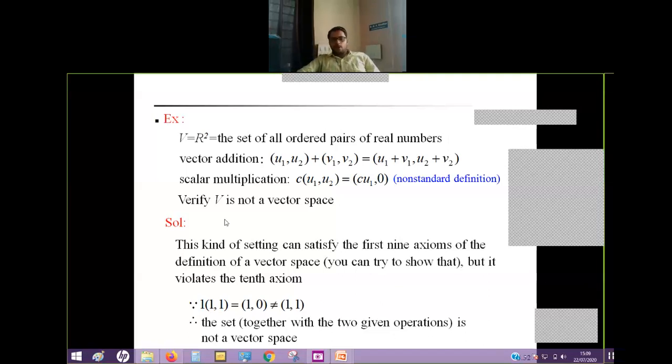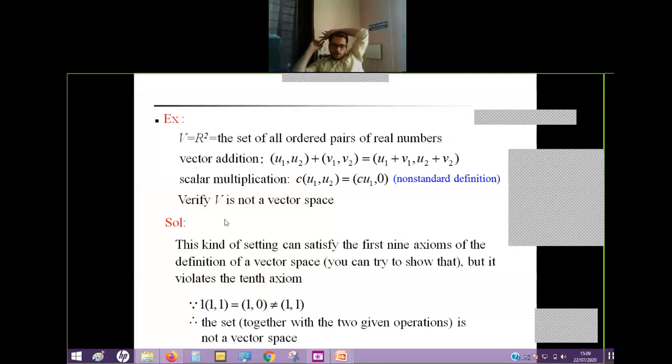Only one axiom it is violating, that is the 10th axiom. What is the 10th axiom? 1 into u should be equal to u. And u means (u1, u2). Since it is a set of all ordered pairs, u1 and u2 will be there.